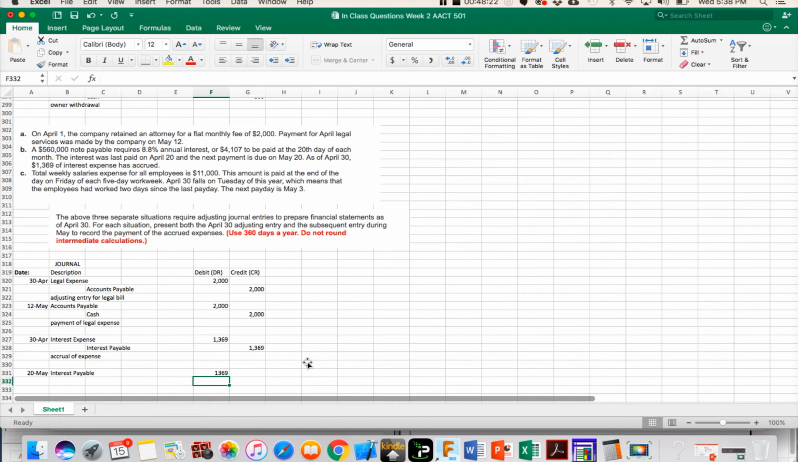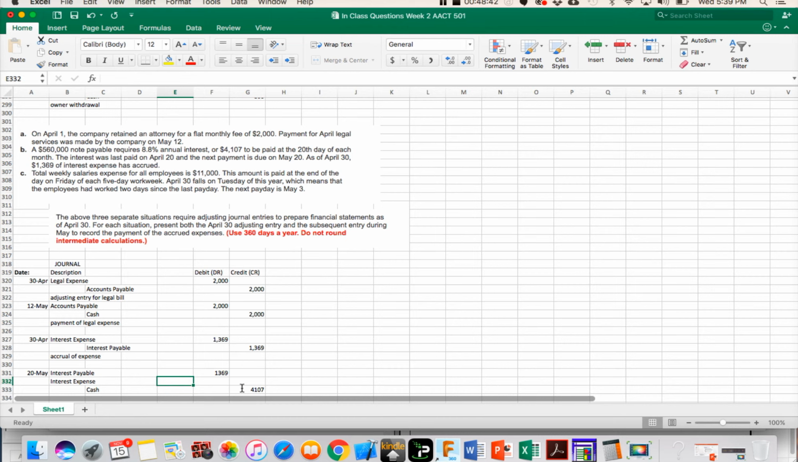$13.69, and then the total amount we're going to pay would be the full interest payment on this date. So that's going to be the cash that we pay. And the difference between those two is made up in interest expense.